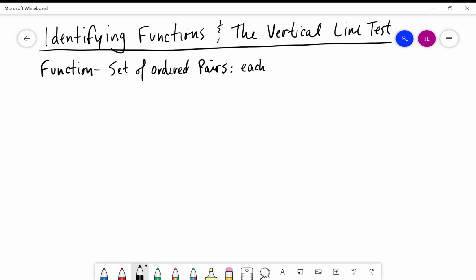each x value corresponds to exactly one y value. And you may say, well, what does this mean? Well, if we have something that is a function, it cannot have two ordered pairs with the same x coordinate but different y coordinates.